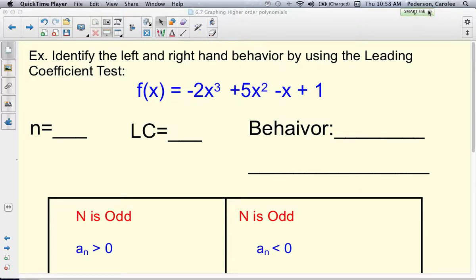This is 6.7 part 2. What we did on the previous movie is we went through and identified the shapes of the higher order polynomials and what the leading coefficient test is in the boxes.